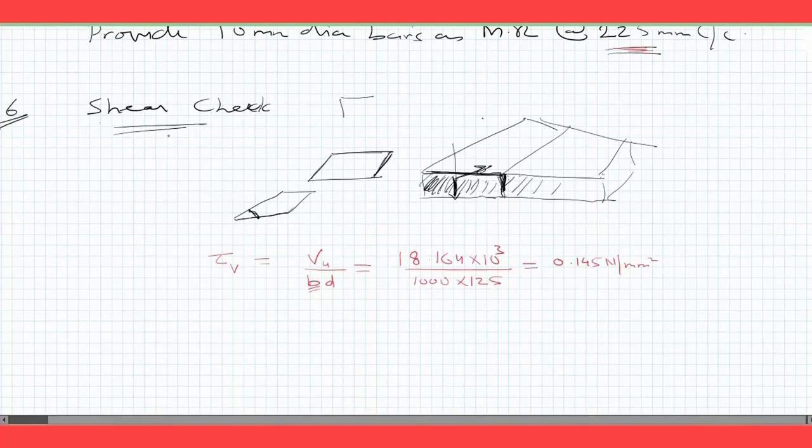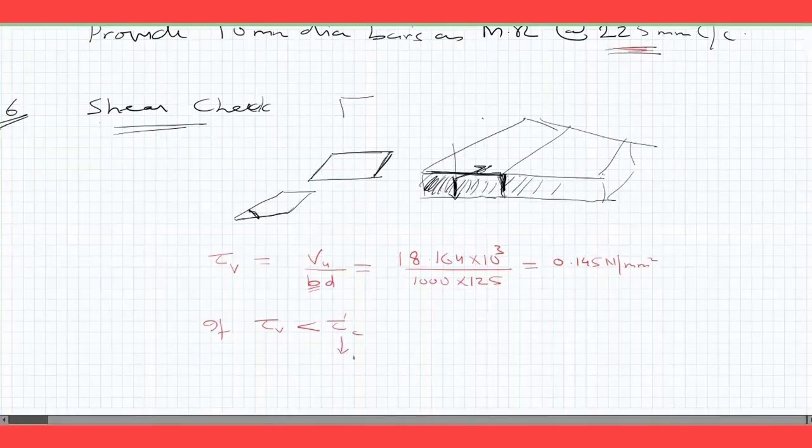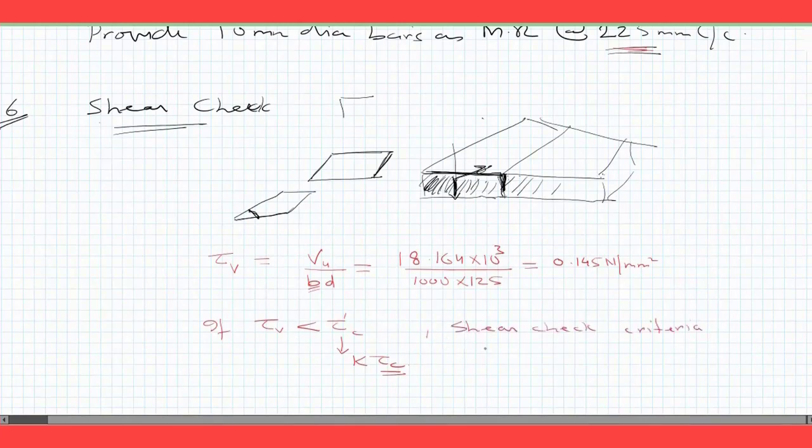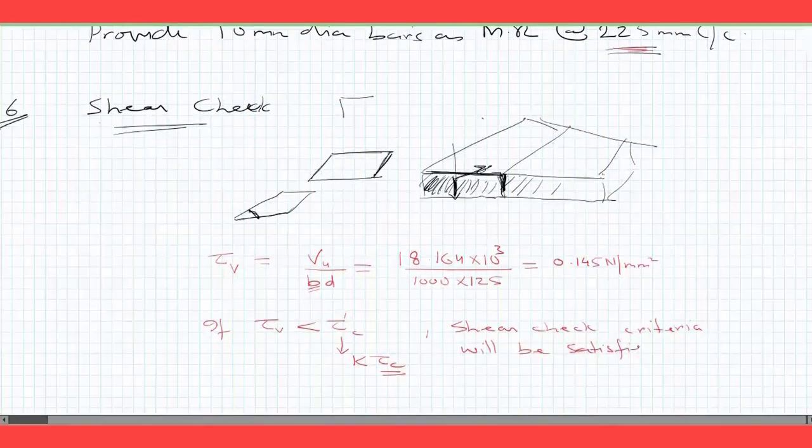As we know, the shear check criteria will be satisfied if tau v is less than tau dash c, and what is this tau dash c? We know this tau dash c, since I have a solid slab, will be k into tau c. We had discussed the shear strength of the concrete for a solid slab. So I need to satisfy this criteria: if tau v is less than tau dash c, shear check criteria will be satisfied.